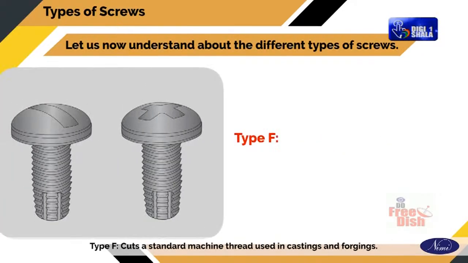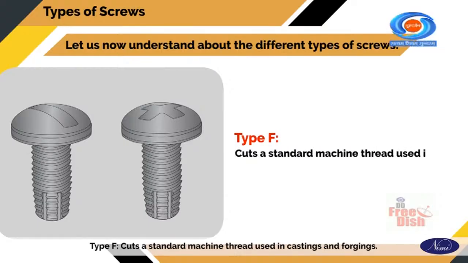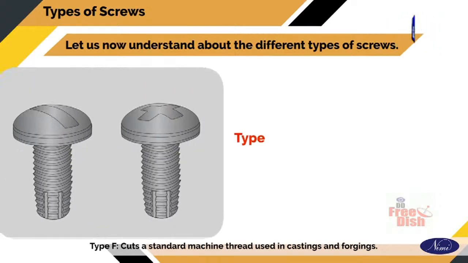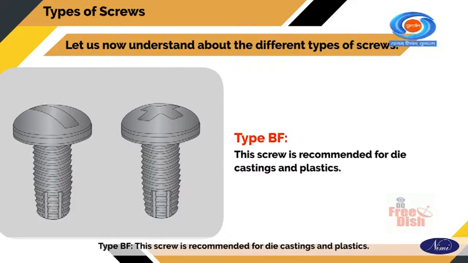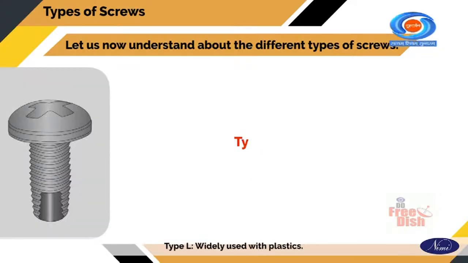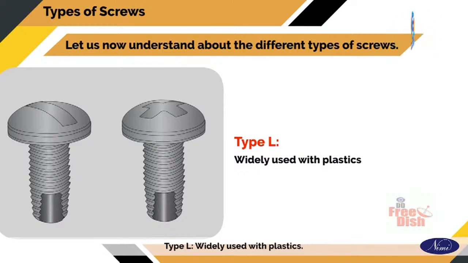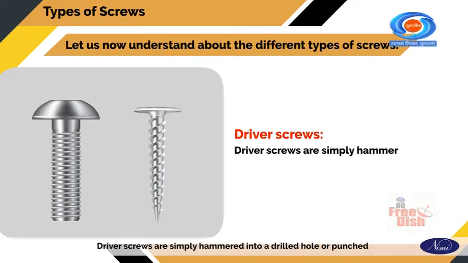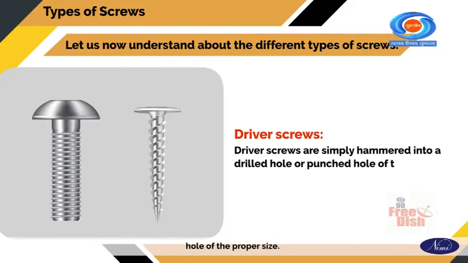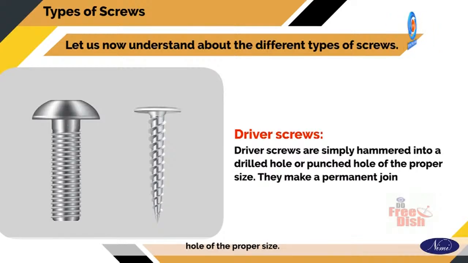Type F. Cuts a standard machine thread used in castings and forgings. Type BF. This screw is recommended for die castings and plastics. Type L. Widely used with plastics. Driver screws. Driver screws are simply hammered into a drilled hole or punched hole of the proper size. They make a permanent joint.